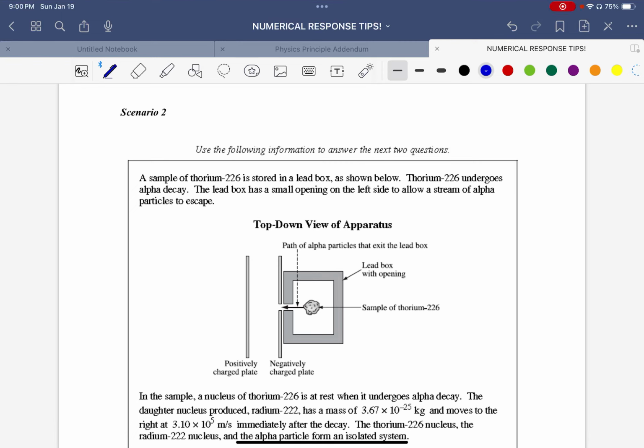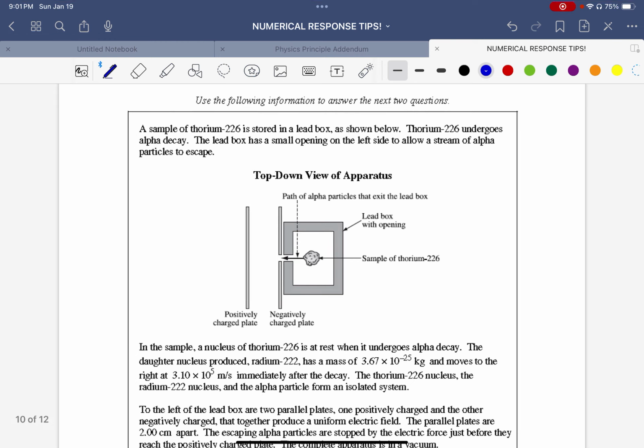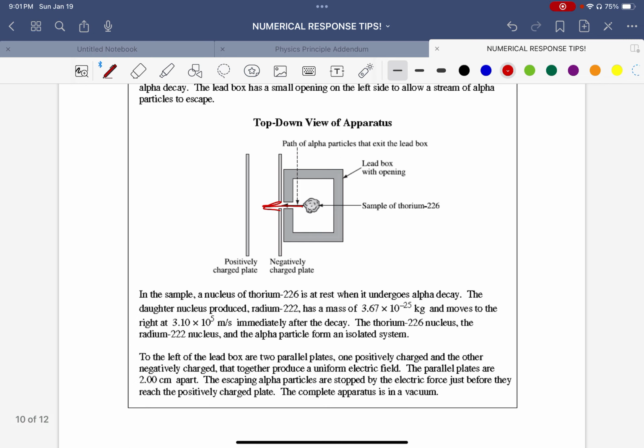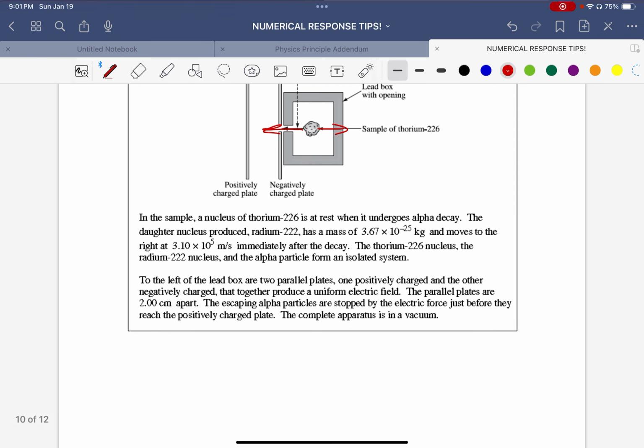Looking at physics principle numeric response question, scenario 2. This one's on page 10 of the booklet that I gave you on Friday in class. It talks about a sample of thorium-226 stored in a lead box that undergoes alpha decay. The lead box has a small opening. The alpha particles go one way out the small opening, and then the daughter nucleus, whatever's left, goes the other way and gets stopped by the lead box.